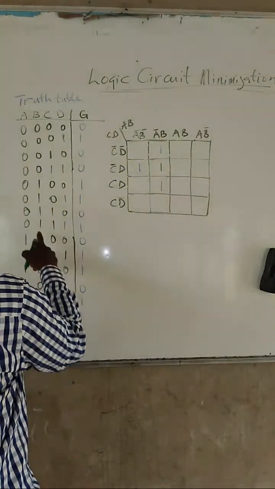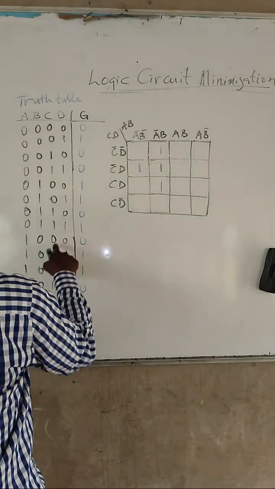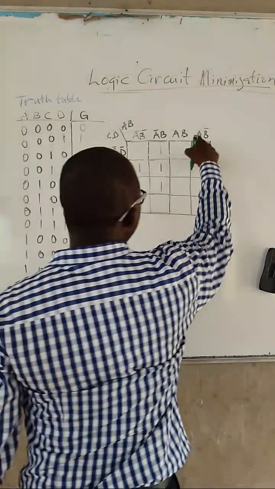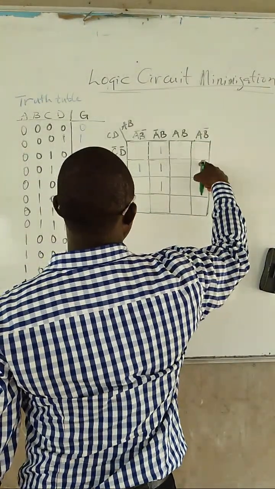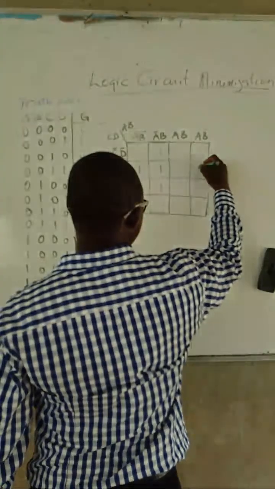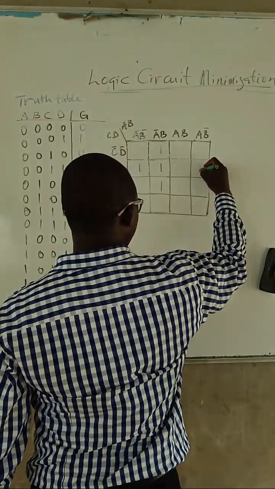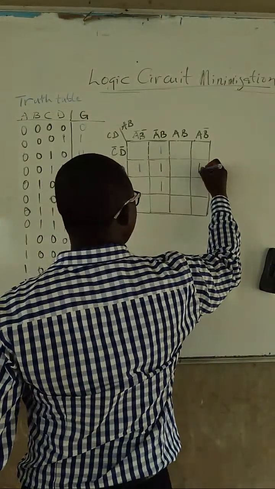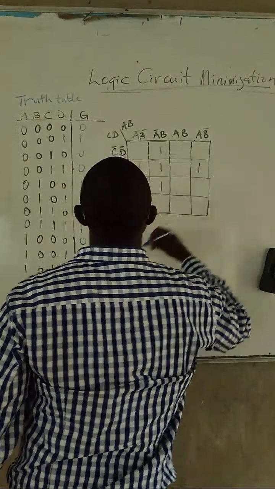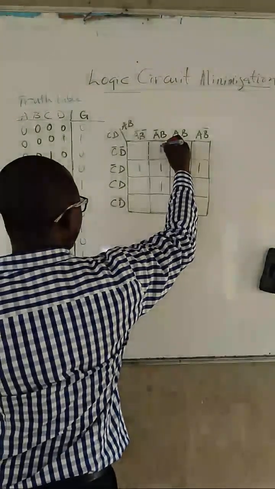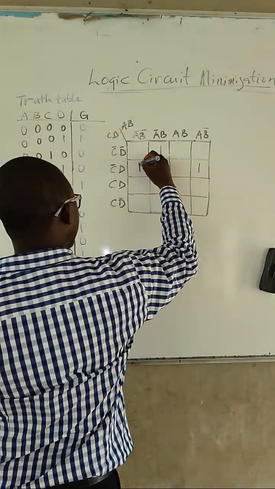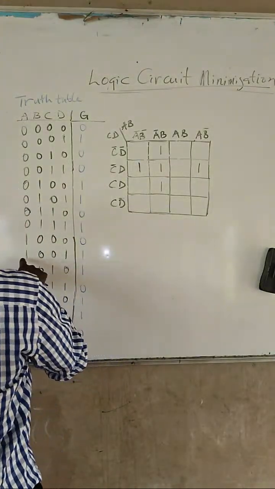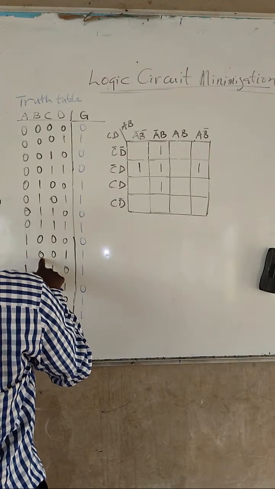Okay? That is here. The next one here is A, B bar, C bar, D. This is C bar, D. This particular cell here. Okay? We have one here. One here. That is A, B bar, C bar, D.